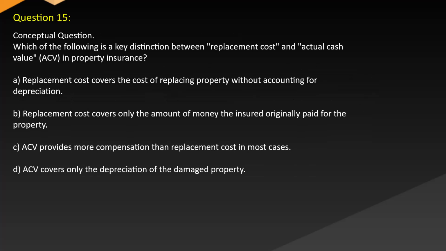Question 15. Conceptual question. Which of the following is a key distinction between replacement cost and actual cash value, ACV, in property insurance? A. Replacement cost covers the cost of replacing property without accounting for depreciation. B. Replacement cost covers only the amount of money the insured originally paid for the property. C. ACV provides more compensation than replacement cost in most cases. D. ACV covers only the depreciation of the damaged property.